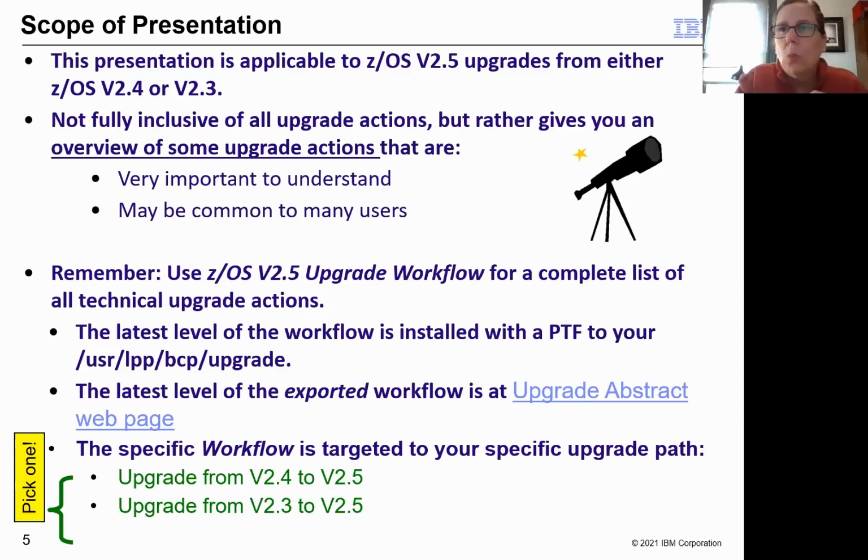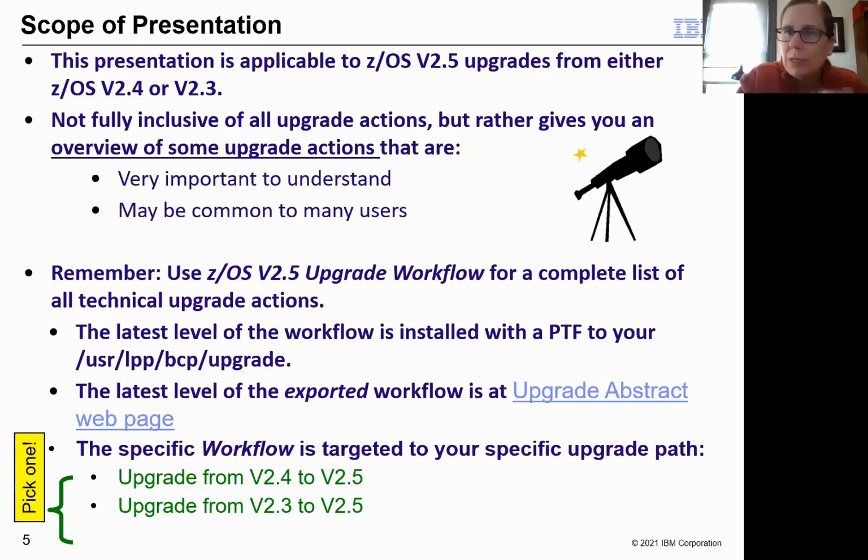Now, remember, where can you find all of the technical upgrade actions? You guys know the answer to that. The answer is the upgrade workflow. And remember that we ship the upgrade workflow. It's not available on GitHub anymore. It's available in your product exactly with a PTF. So if you use the coexistence fixcat, you can find it in usr/lpp/bcp/upgrade. And you should be using that upgrade workflow to identify everything that you have on your system.